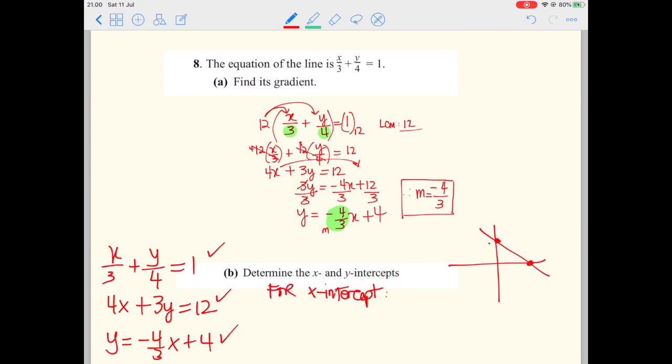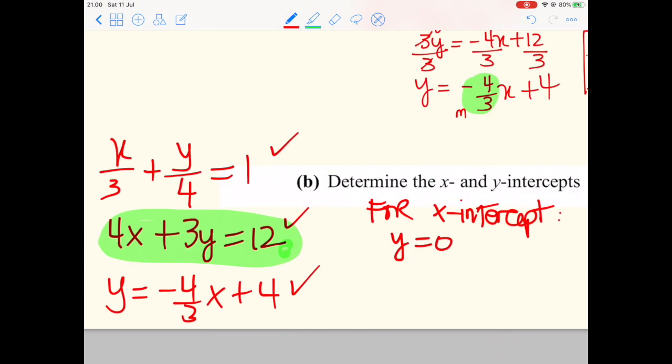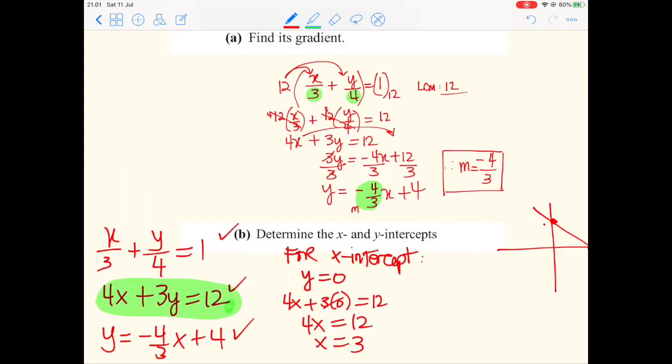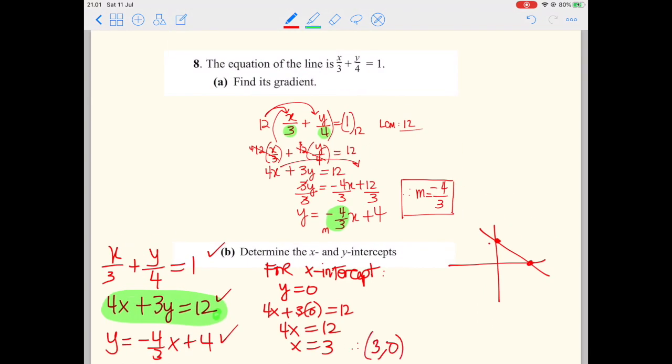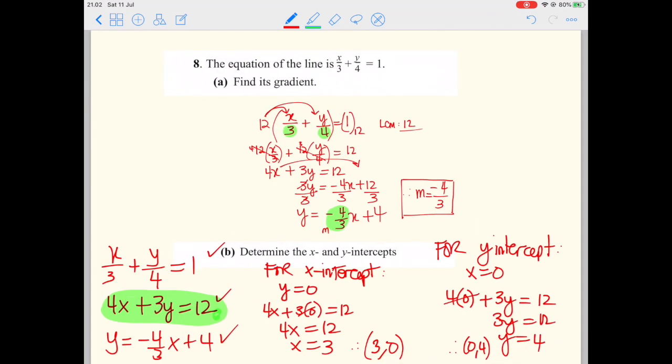For the x-intercept, it is given that y equals 0. By substitution and by solving, x is equal to 3. Likewise, for the y-intercept, it is given that x equals 0. By substitution and by solving, this results to the value of y, which is 4.